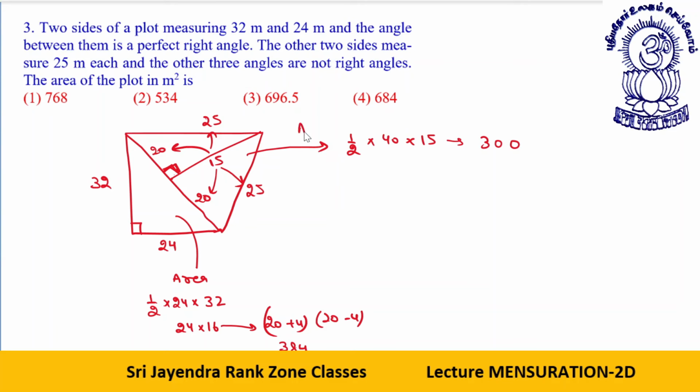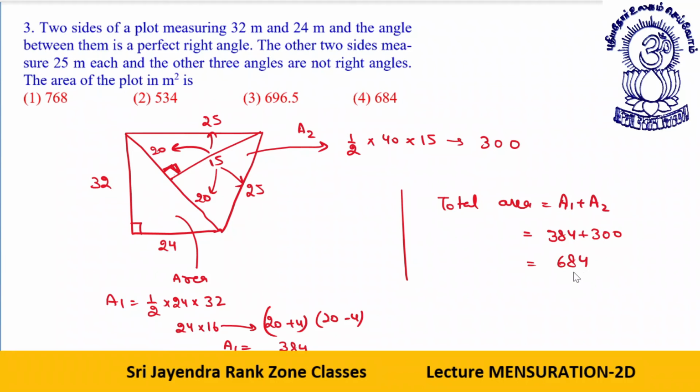Okay, this is, let's say, A2, this is A1. So total area is what? A1 plus A2. Okay, total area is A1 plus A2. That gives you 384 plus 300, that is 684. Okay, dear students, you can have a look.